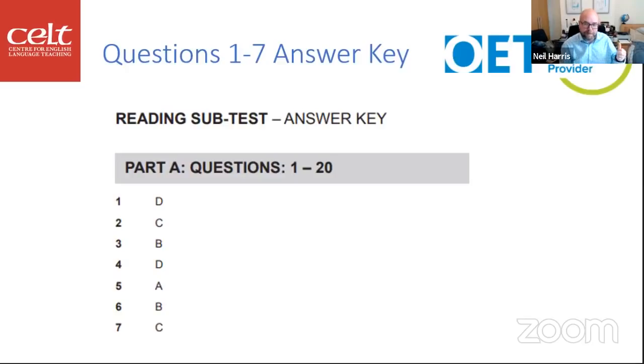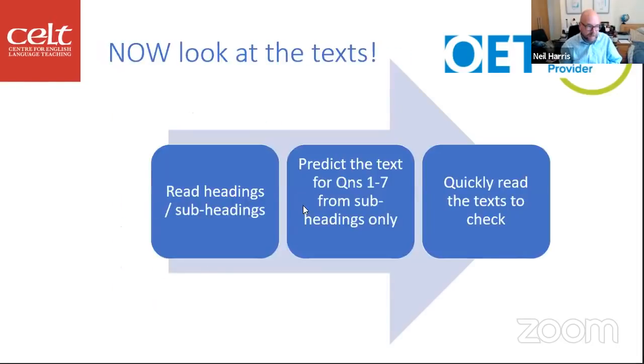So let's just quickly review. You look at the heading for all 4 texts. You look at the 4 subheadings. If one of them doesn't have a subheading, quickly glance at the passage and decide, well, what's its purpose? What's the key information in it? And write a subheading, and then base your predicted answers on that: I think it's this one, I think it's that one. You then read the text to check.